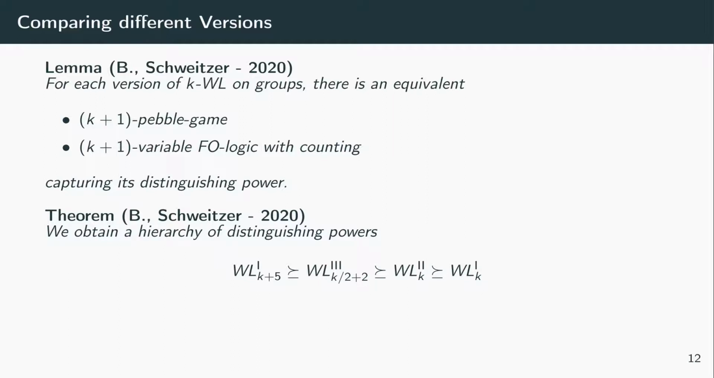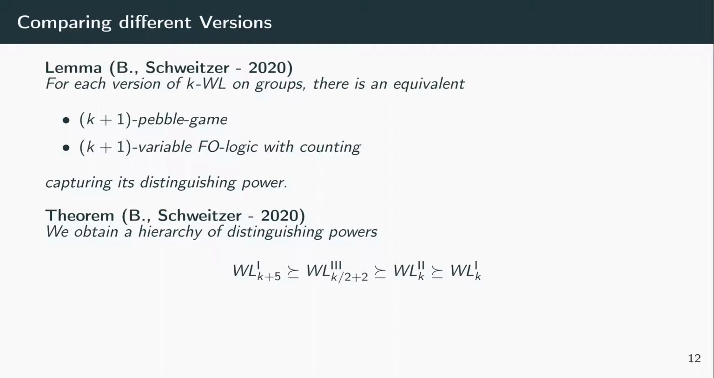So the symbol here in the theorem should be interpreted as the algorithm on the left is at least as strong in distinguishing groups as the algorithm on the right. And then we obtain this hierarchy of distinguishing powers. Note the drop of dimensions here for the third version.